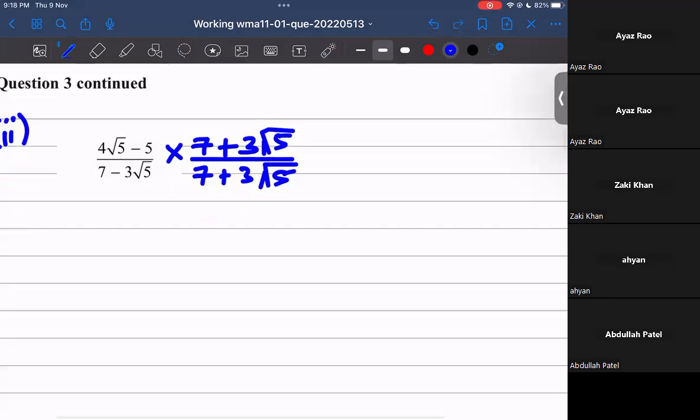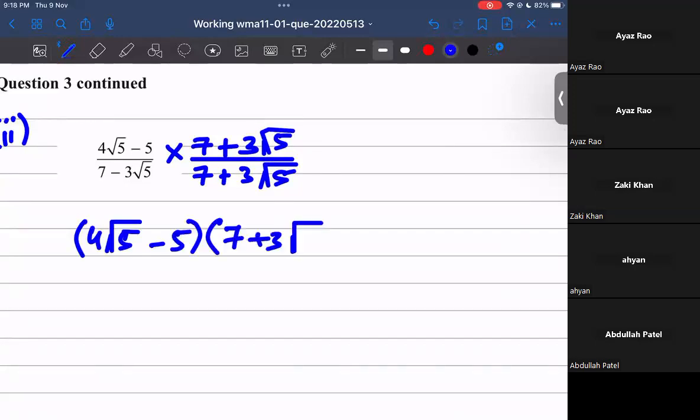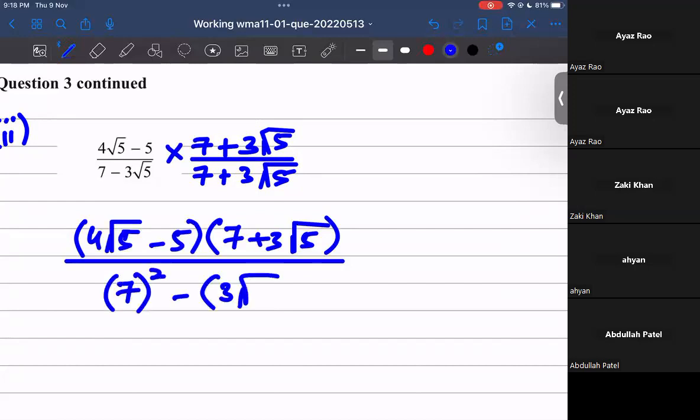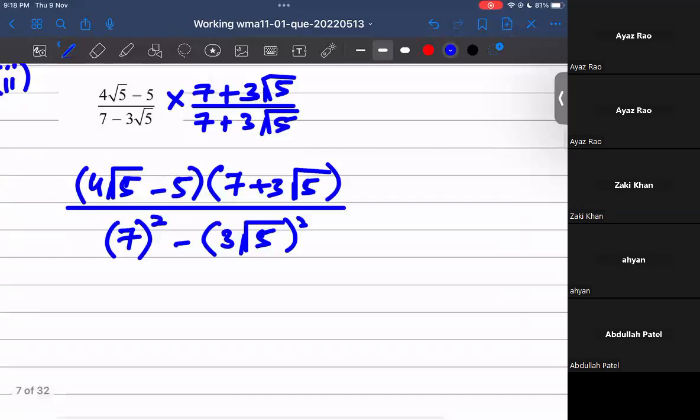तो देखो न्यूमरेटर क्या हो जाएगा 4 root 5 minus 5. और बेटा डिनोमिनेटर में a minus b, a plus b, a square minus b square. अब देखो यहां पर 49 minus 3 का स्क्वायर 9, 9 5 45, 3 root 5 का स्क्वायर 45.